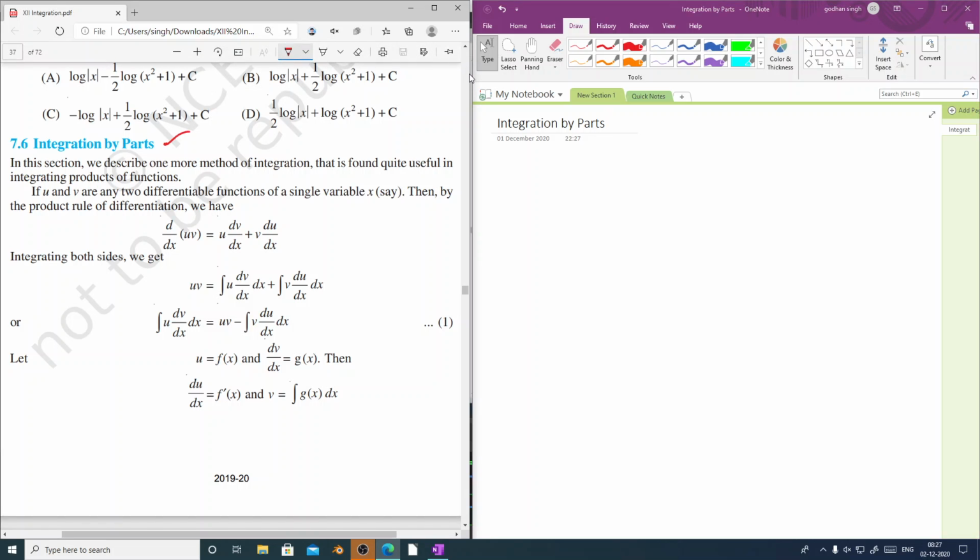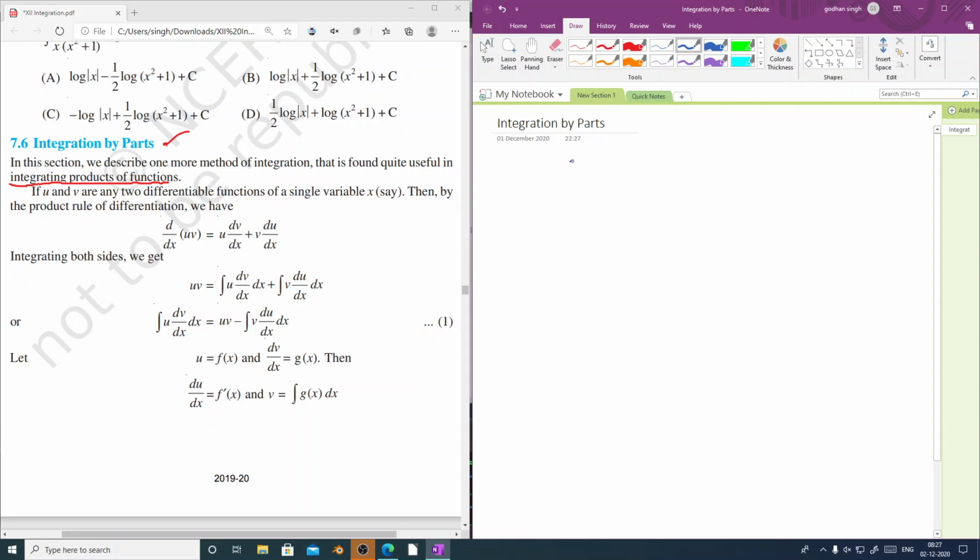Integration by parts. In this section, we describe one more method of integration that is found quite useful in integrating product of functions. So, this is used for integrating product of functions. Suppose we are having two functions, say u and v. u and v both are functions of x, or they are constant.